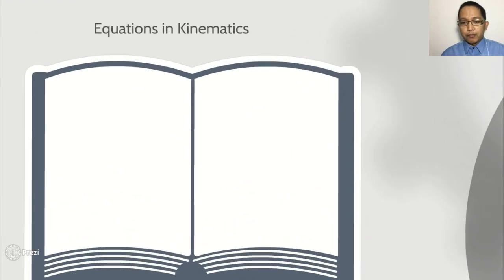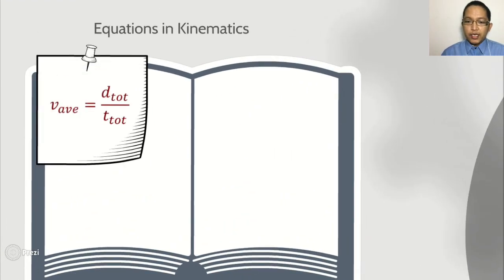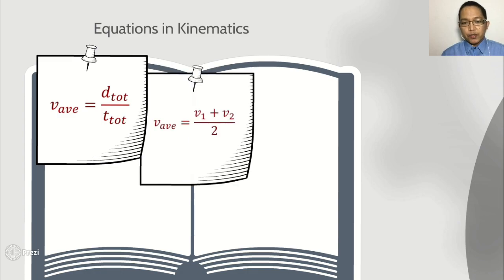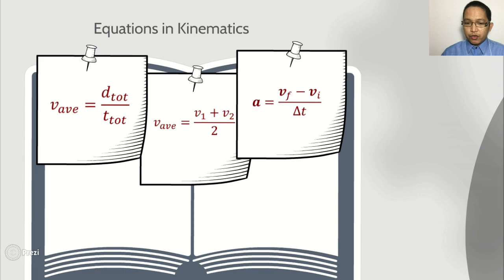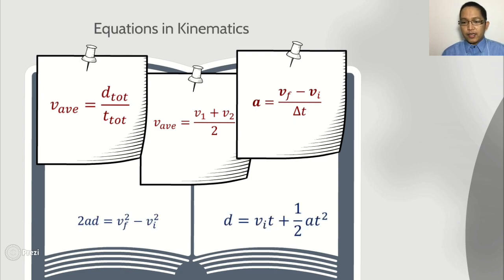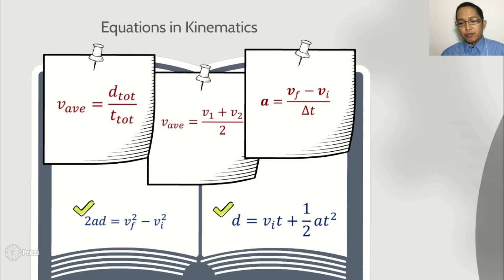These descriptions come to us as mathematical equations because it can't be science if we can't measure them. Average speed, or v average, is d total, or total distance, divided by total time. V average is also the sum of the measurements of speed divided by the number of instances. Acceleration, on the other hand, is the change in speed over change in time. Then, when you combine these three equations, you can come up with these two more. The first one is without the time variable, while the other one is without the final speed variable. Allow me to review some of them.